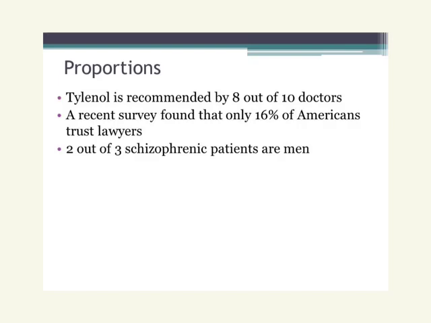Now, before we leave the slide, one connection that I want you to make is to think about how this data relates to what we talked about in Chapter 8, specifically with a binomial distribution. If we say that Tylenol is recommended by 8 out of 10 doctors, could we fit that to a binomial distribution? Let's go through the characteristics of a binomial distribution. First off, do we have only two outcomes in this setting? Well, the answer would be yes. They either recommend Tylenol or they don't.